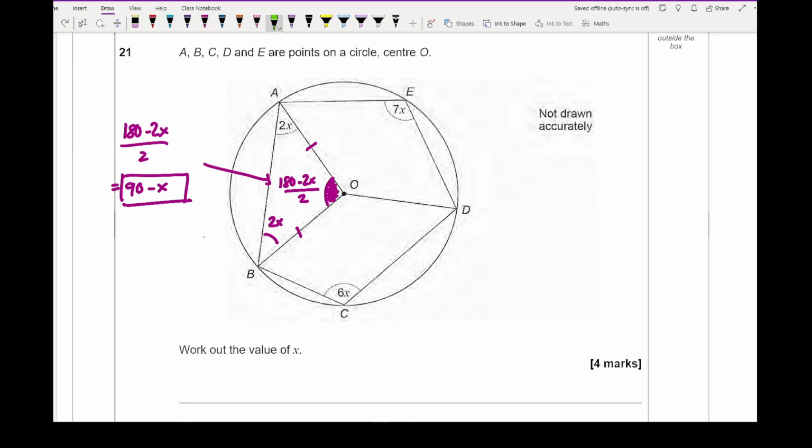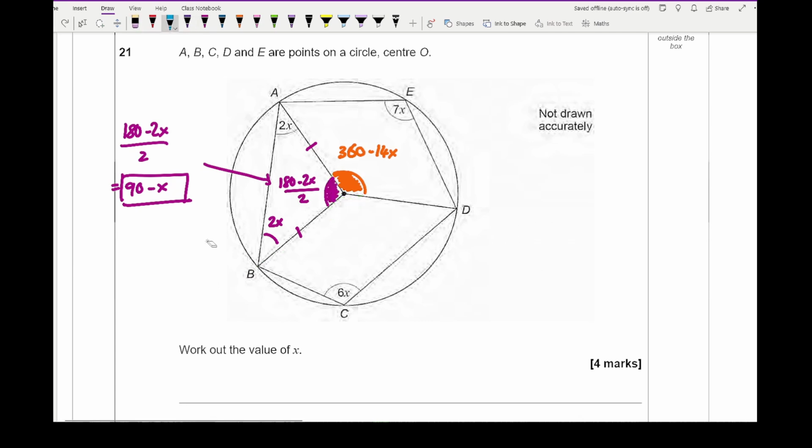Now, in terms of the other two shapes, what you need to recognize is that this is an arrowhead. Although it may not look like it, it is an arrowhead. So this angle here, if I just write that in green, this green angle is twice the size of 7x. That's going to be 14x, which therefore means that this angle here is going to be 360 minus 14x.